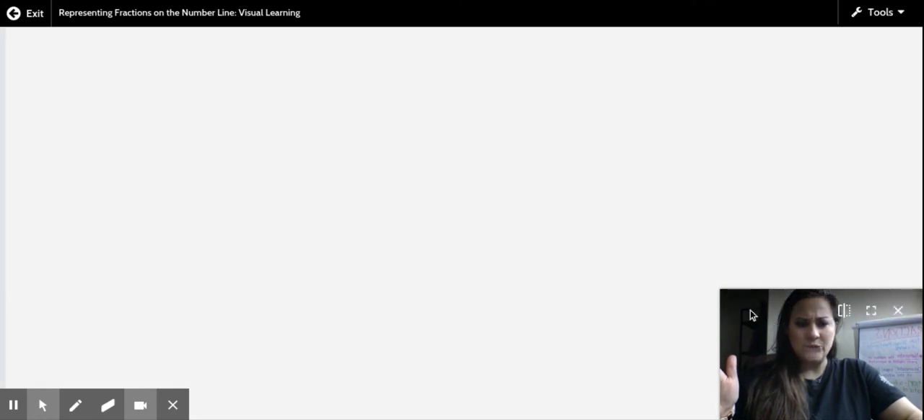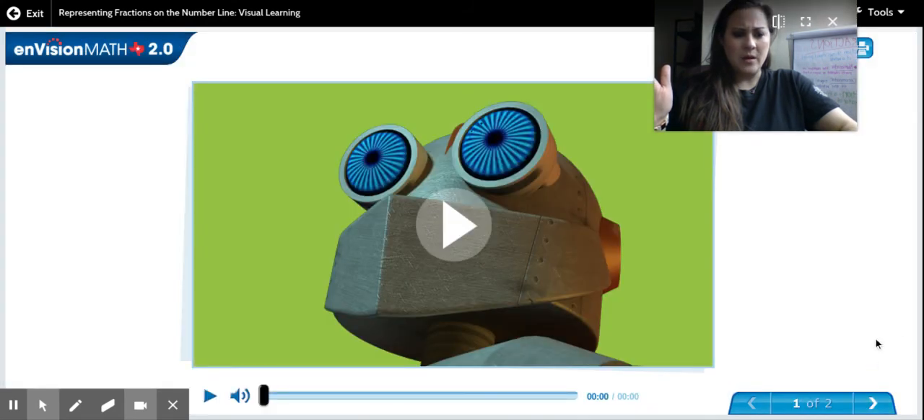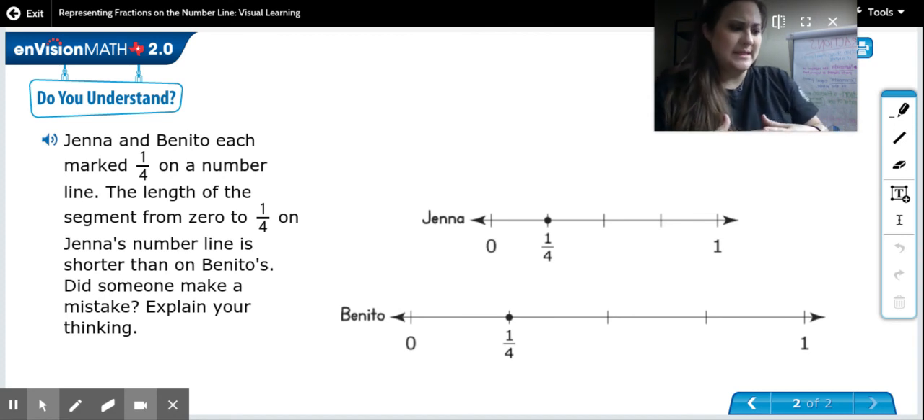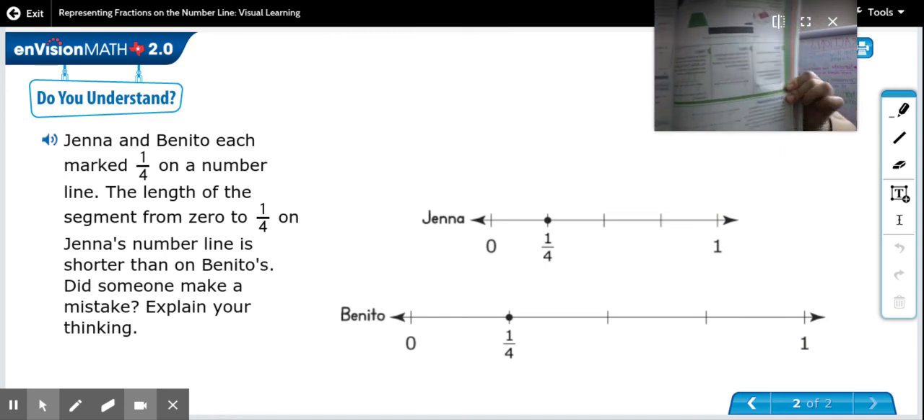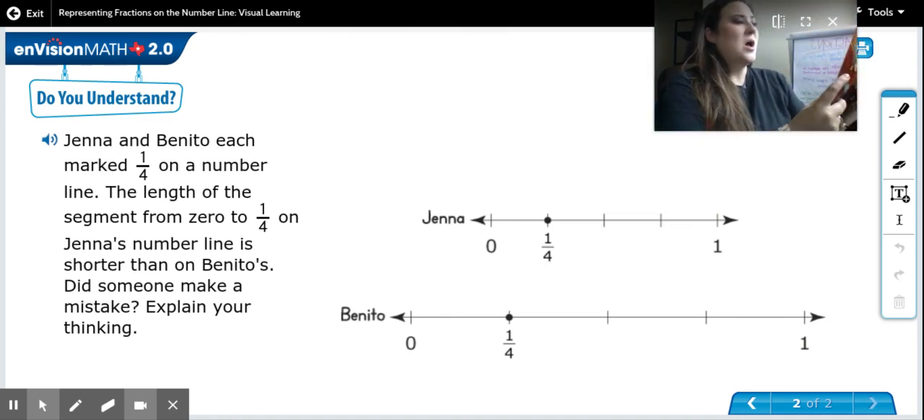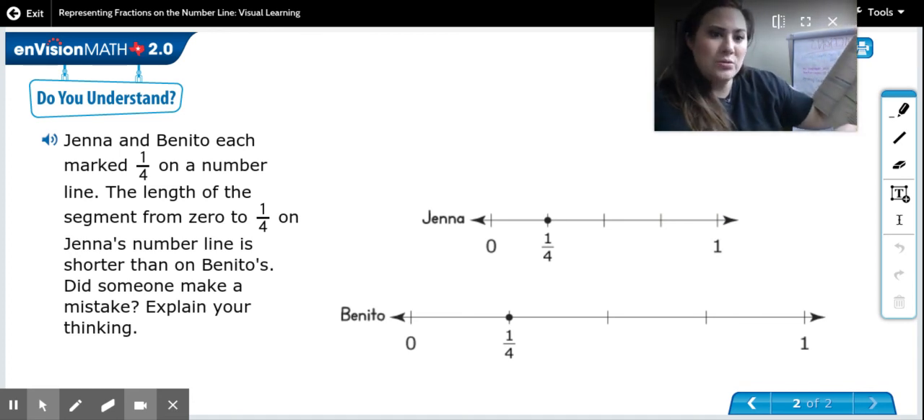Oh, second page. Okay, so what I want you to do today is you are going to go to page 578 in your math book. You can read again the steps on how to record fractions on a number line, but I want you to answer the question at the bottom. It's the same question that you see on the screen right here.